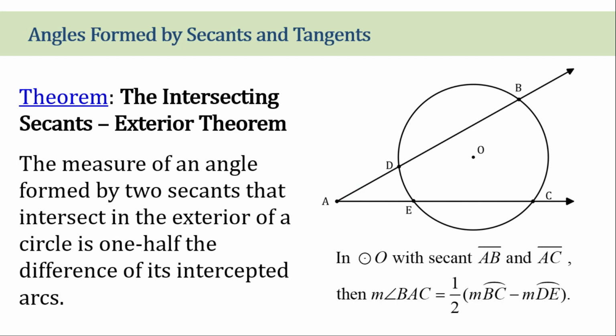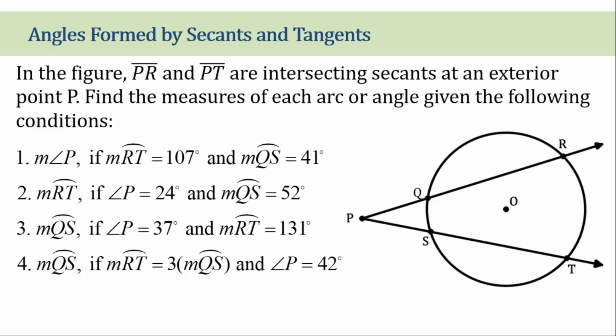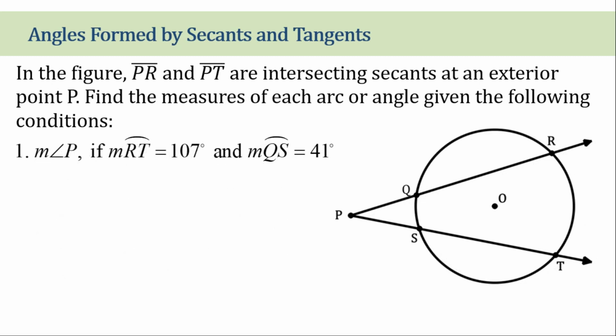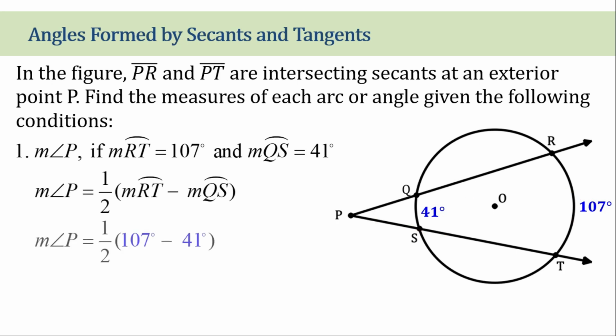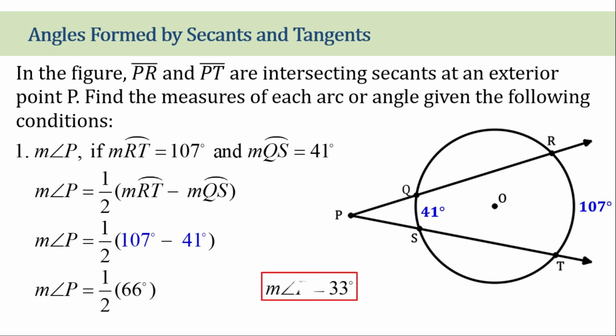So let's try to answer questions about this. There are four questions about this, and let's see how to answer this one. To find the measure of angle P, all we need to do is get one half of the difference of this one and this one. So that is 107 minus 41, so that is 66. One half of 66 is 33.